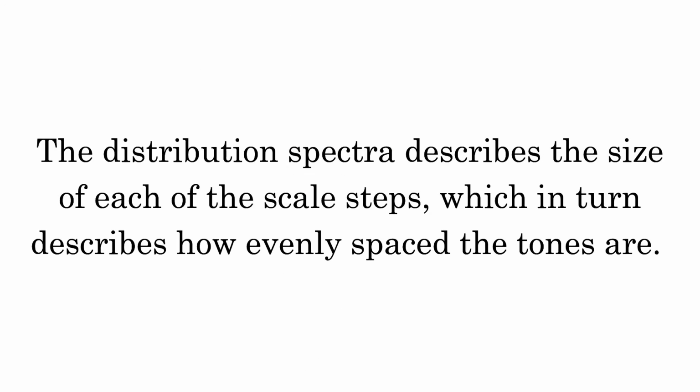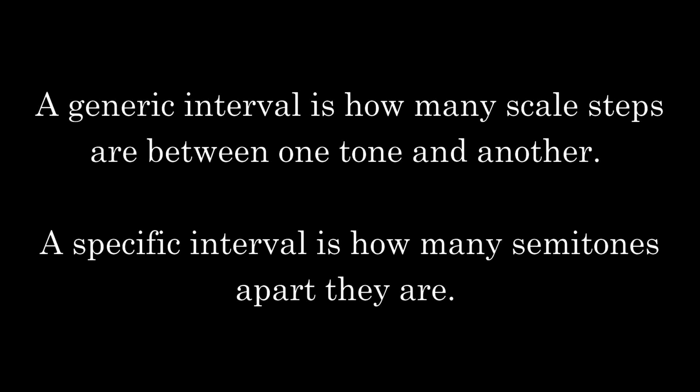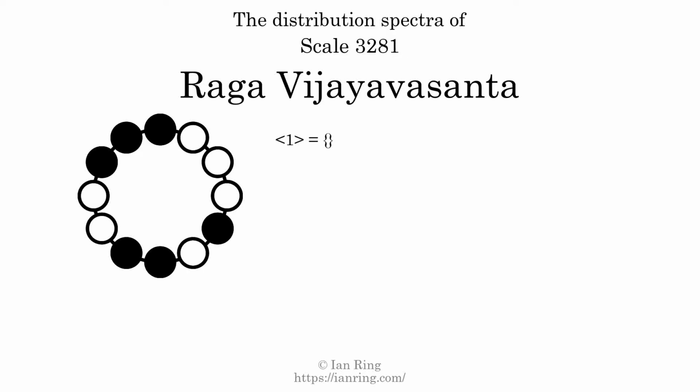Here, the distribution spectra describes the size of each of the scale steps, which in turn describes how evenly spaced the tones are. A generic interval is how many scale steps are between one tone and another. A specific interval is how many semitones apart they are. The generic interval of one scale step comes in 4 different specific interval sizes: 1 semitone, 2 semitones, 3 semitones, and 4 semitones. The spectrum width of this generic interval is the highest, 4, minus the lowest, 1, which equals 3.